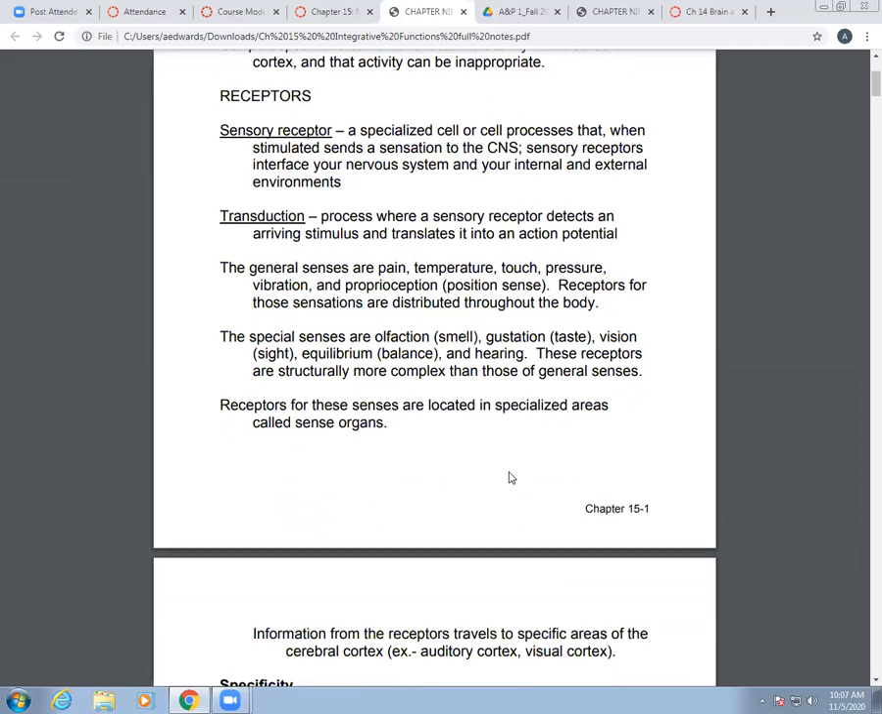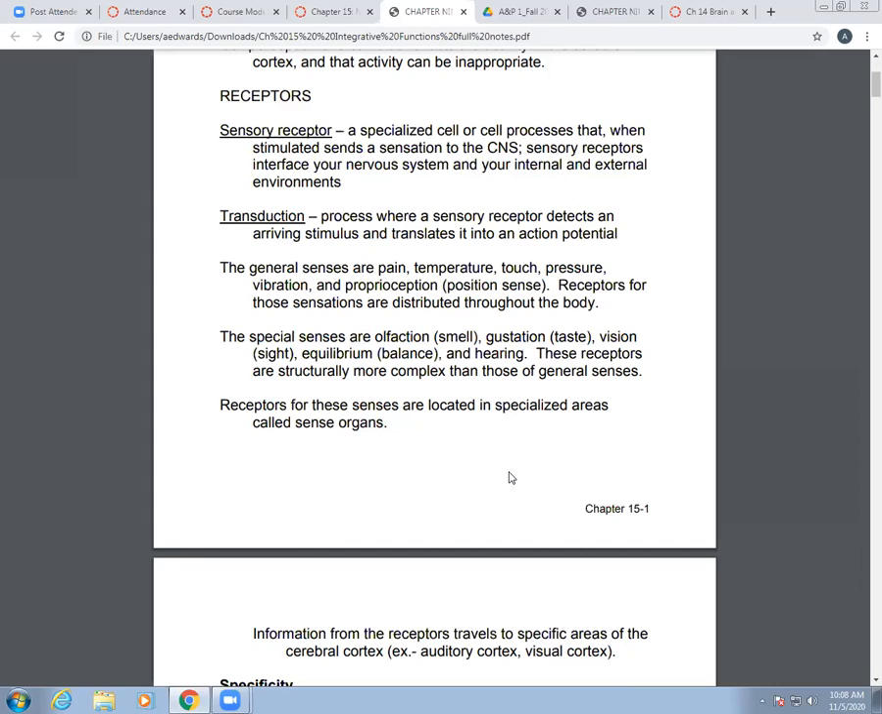All right, receptors. So you've got sensory receptors, and these are specialized cells or processes. When you stimulate them, it's going to send some sensory information to your central nervous system. You have sensory receptors that are going to interact with your nervous system, as well as the internal environment going on inside your body and the external environment outside your body.